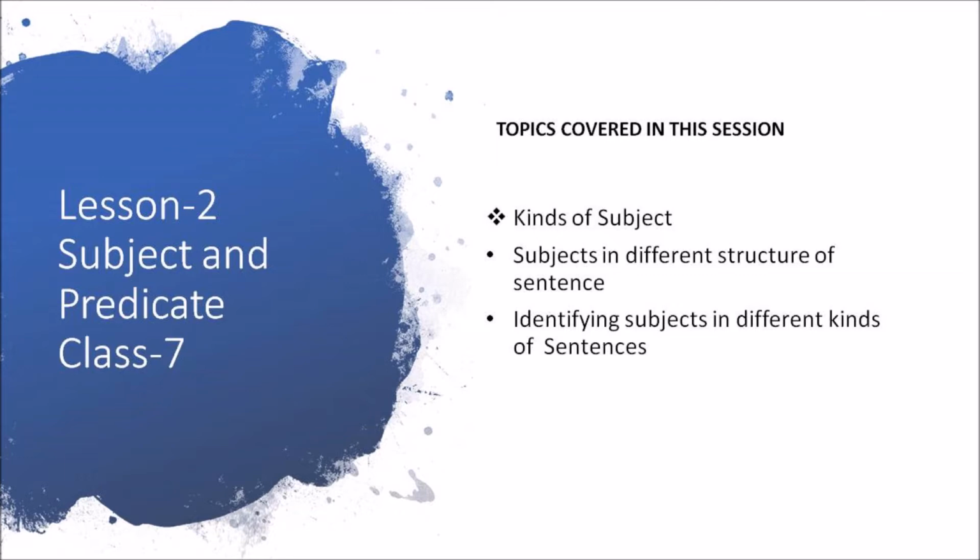I'm going to start the second chapter of English grammar, that is subject and predicate. In the first chapter, you have learnt about the sentence, different types of sentences according to the function, and the sentences according to the structure. In this session, we are going to learn what are subject and predicate, the kinds of subject, subject in different structures of the sentence, and identifying subjects in different kinds of sentences.